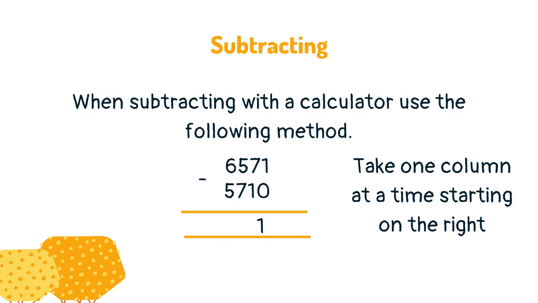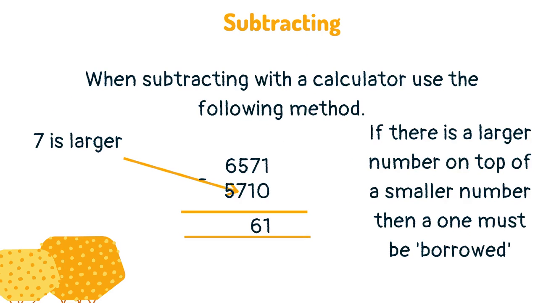When subtracting with a calculator, use the following method. Take one column at a time starting on the right. Once you have finished with one column, move on to the next. If there is a larger number on top of a smaller number, then a 1 must be borrowed.